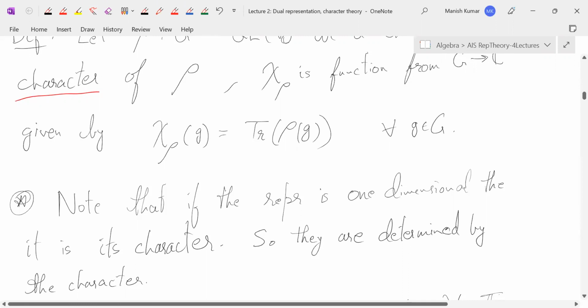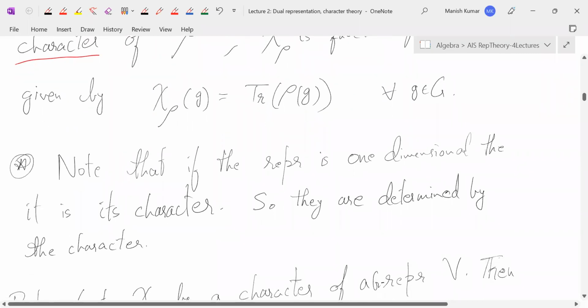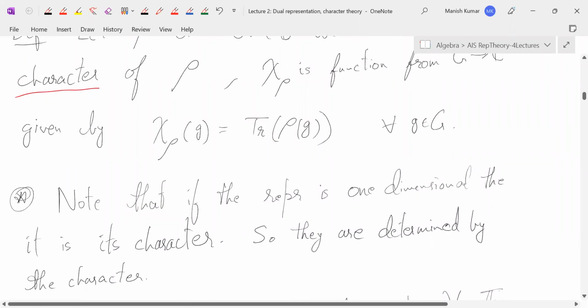So in that sense, the character determines the representation itself. Later in the course, we will see that this is true for higher dimensional representations as well. If two representations have the same character, then the two representations are the same, that is, they are isomorphic if and only if they have the same character. So it's a really complete invariant, meaning just by looking at the character, you can tell whether the representations are the same or not.